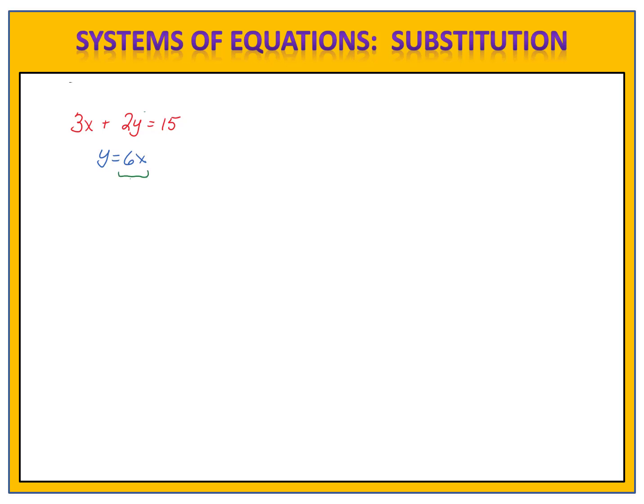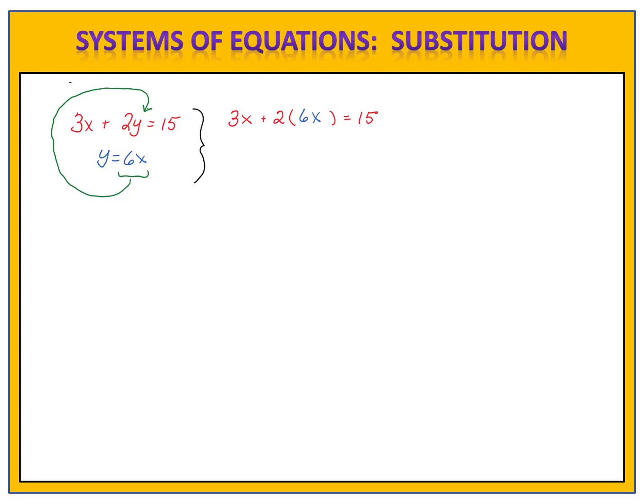y is the same as 6x. So what we can do is replace the y in the other equation with a 6x. What we really have is 3x plus 2y equals 15, but we replace the y with a 6x. And now we have an equation with a single variable that we can solve.